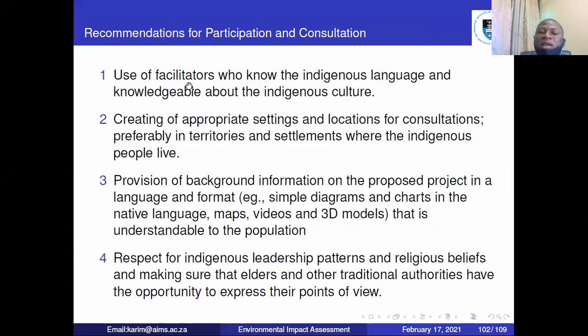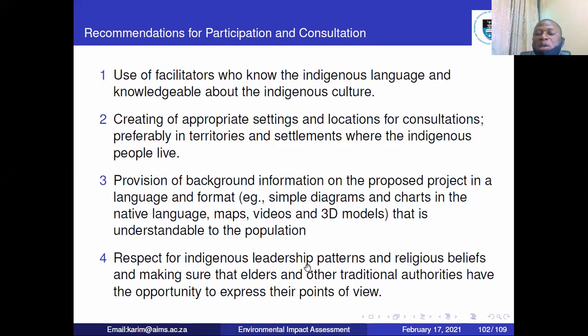So we are recommending that you use facilitators who know the indigenous language. Use people who understand the language of the local people so that they can explain better. The culture is also important. If you go there and you don't follow the culture, they will sit down and listen to you, but they may not give you the right information. And then create appropriate settings and locations for consultation. Where you consult should be appropriate for them. And when you are presenting the information to them, it should be simple. Let them understand what it is so that they don't at the end say that they didn't know this was what you were saying.